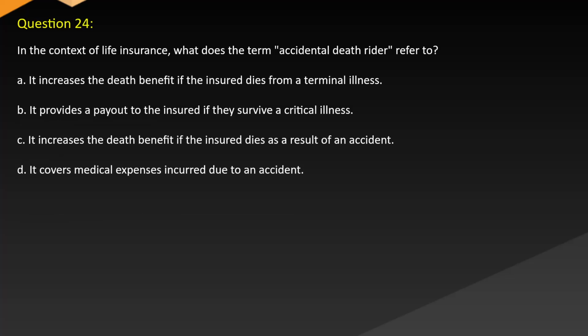Question 24. In the context of life insurance, what does the term accidental death rider refer to? A. It increases the death benefit if the insured dies from a terminal illness. B. It provides a payout to the insured if they survive a critical illness. C. It increases the death benefit if the insured dies as a result of an accident. D. It covers medical expenses incurred due to an accident.